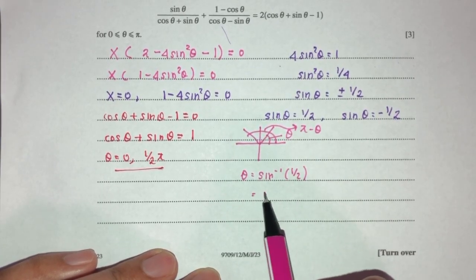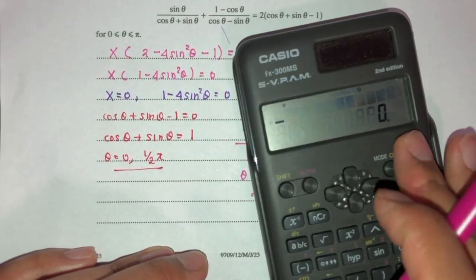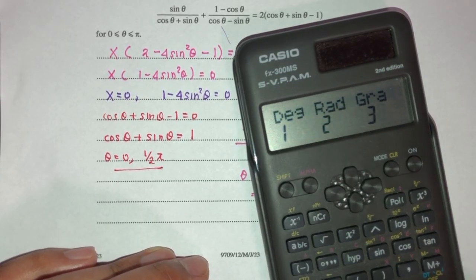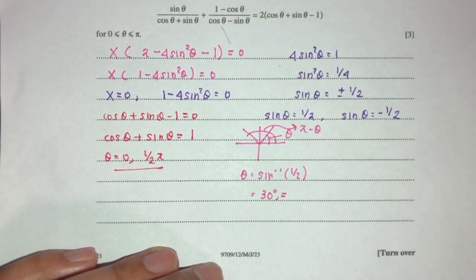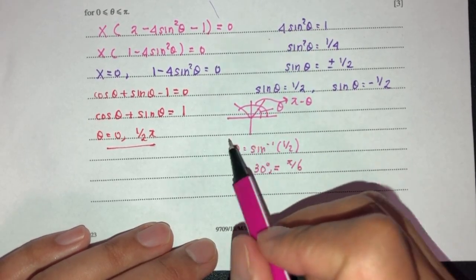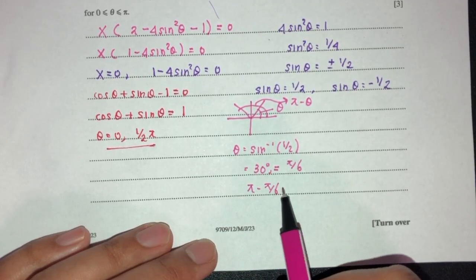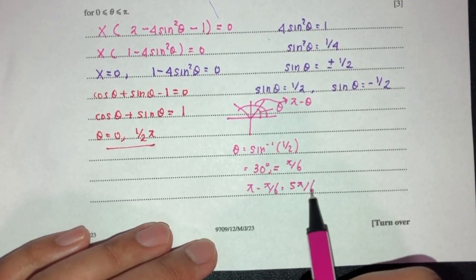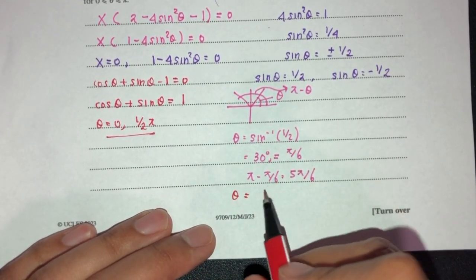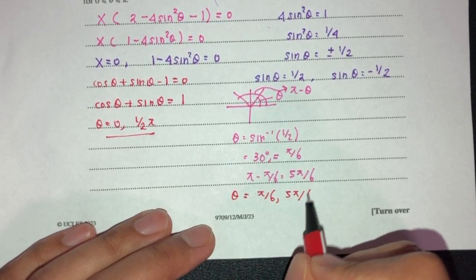So theta will be the value of sine inverse of half. That will be the value of 30, which is what? Let's double check. Sine inverse of half, that will be 30, which is pi by 6. It could also be the value of this one, pi minus pi by 6. It could be 5 pi by 6. So here for this equation, the two possible values could be pi by 6 or 5 pi by 6.